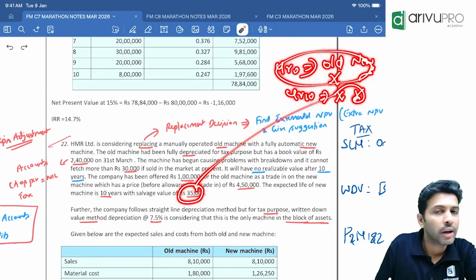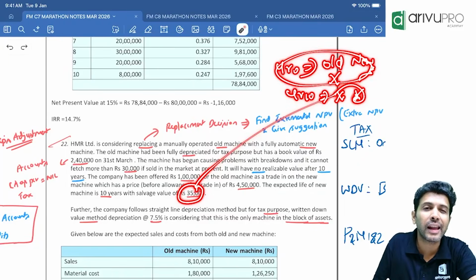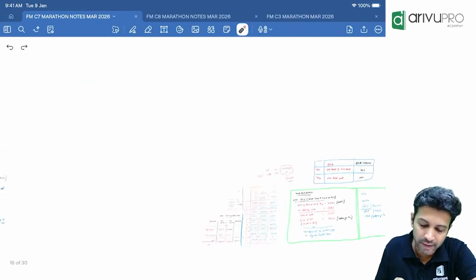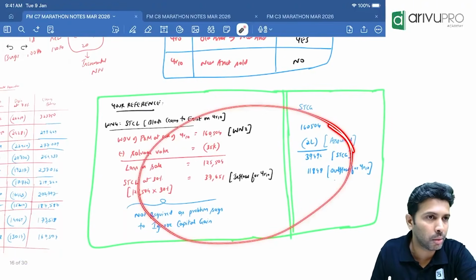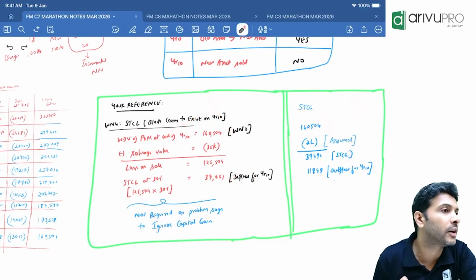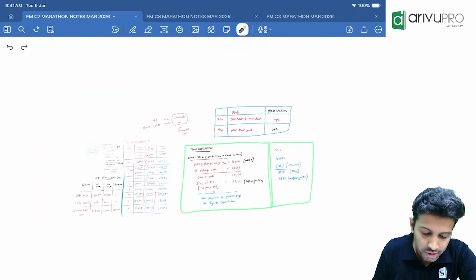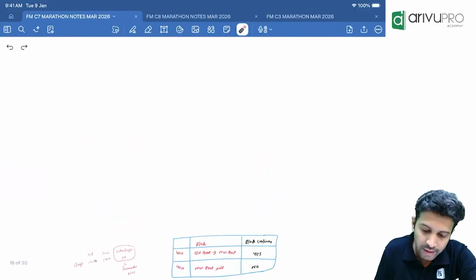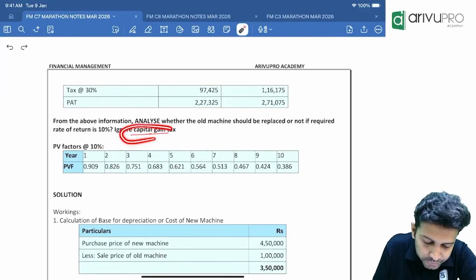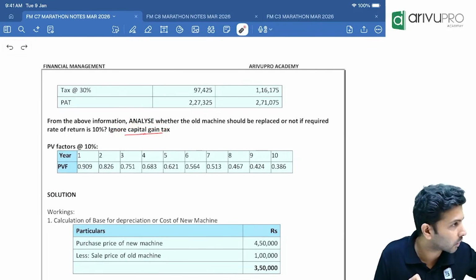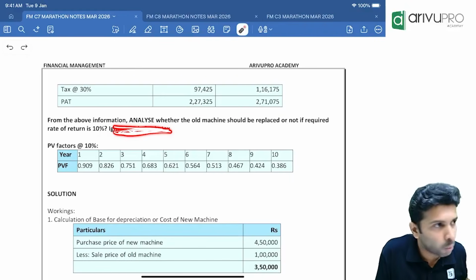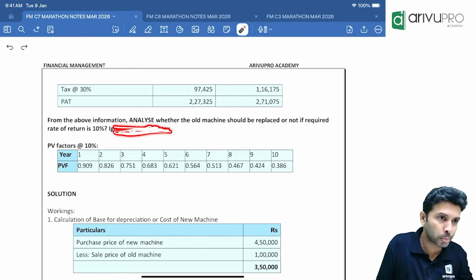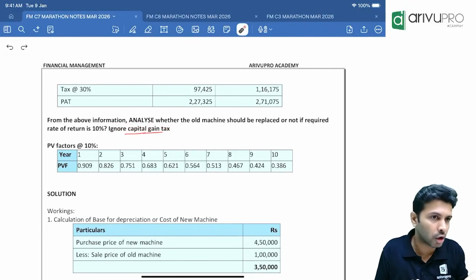Now when the block comes to an end, only then do we need to calculate something called short-term capital gain or short-term capital loss. I've shown the calculation for this problem, but in this problem this value is not relevant, because the problem specifically told us to ignore capital gain tax. Hence we don't have to calculate what I'm about to show you. If this line was not there, this is what you should do. This is just for our knowledge sake.